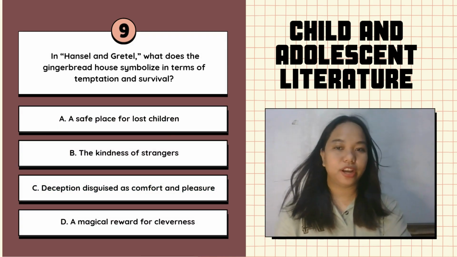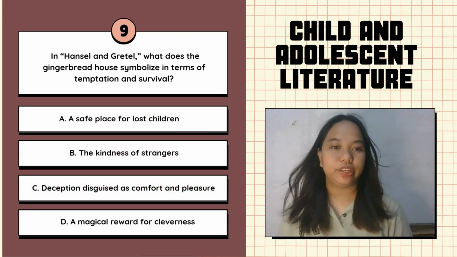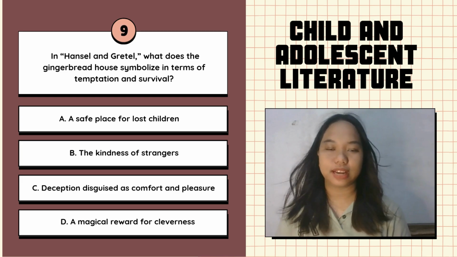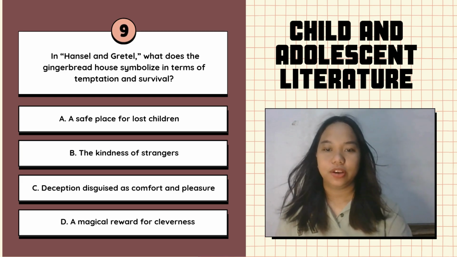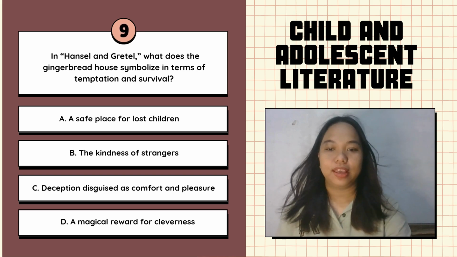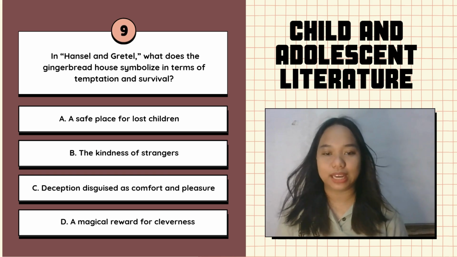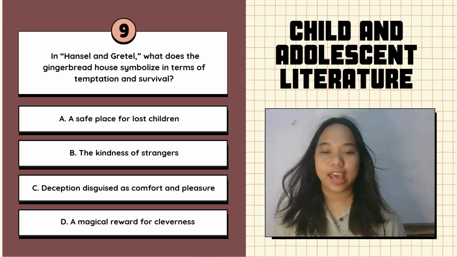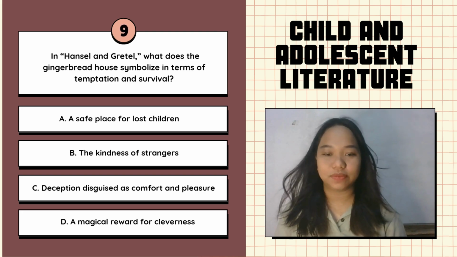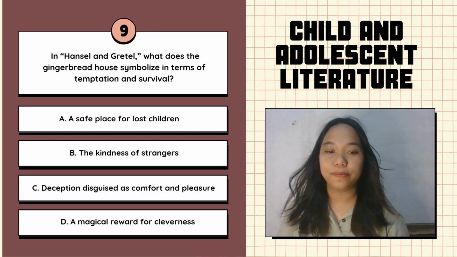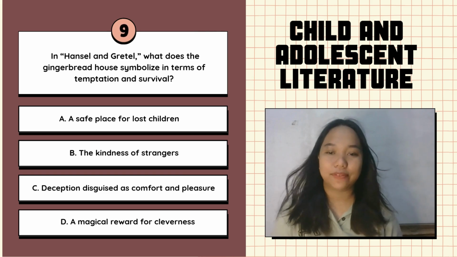So we're now on our ninth item, which means we're already on the second to the last question. For number 9. In Hansel and Gretel, what does the gingerbread house symbolize in terms of temptation and survival? Letter A, a safe place for lost children. Letter B, the kindness of strangers. Letter C, deception disguised as comfort and pleasure. And letter D, a magical reward for cleverness.